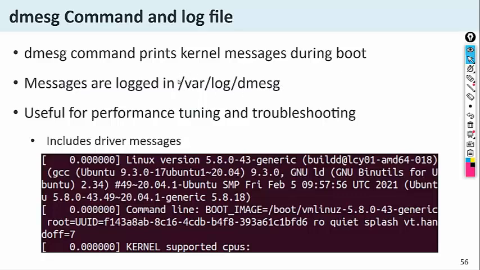Later on, if you want to read the messages from the starting, you can find these messages inside this file. So this is useful. Why? Because if the kernel is unstable, you can find out what the reason actually is and troubleshoot the problem. It includes the driver messages as well.